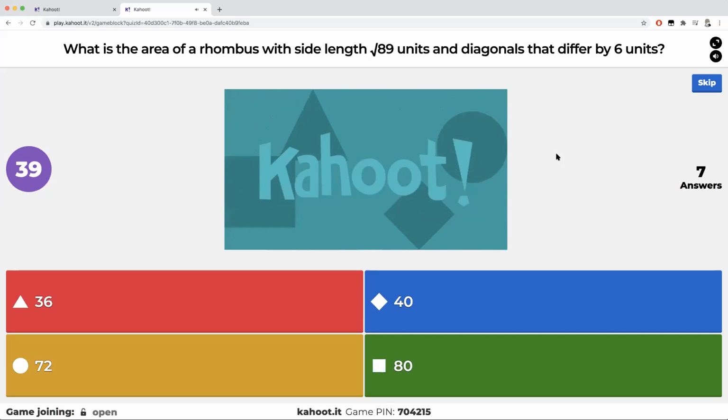I'll give you a hint. Try to find 2 integers whose squares will add up to 89.